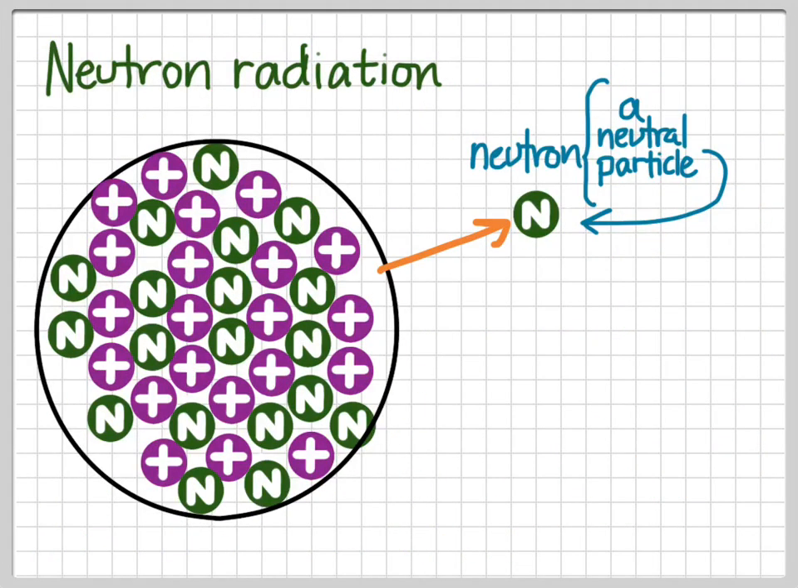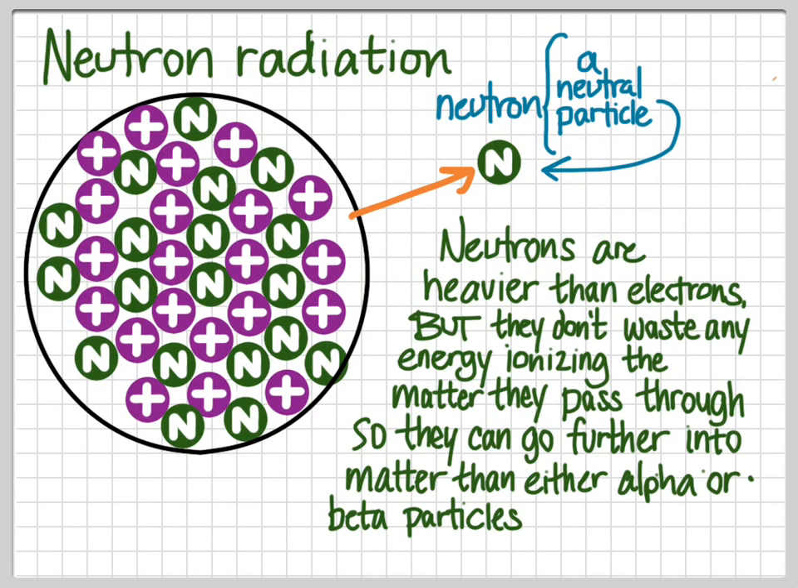Now let's talk about the last form of radiation on our little agenda here, neutron radiation. As you might expect, neutron radiation is when an unstable nucleus emits or sheds or kicks out a neutron, which is, as you know, a neutral particle. It has no charge. So neutrons are heavier than electrons, so heavier than a beta particle, but they don't waste any energy ionizing the matter they pass through because they're not charged. So they can actually go further into matter, including living tissue, further than either alpha or beta particles.